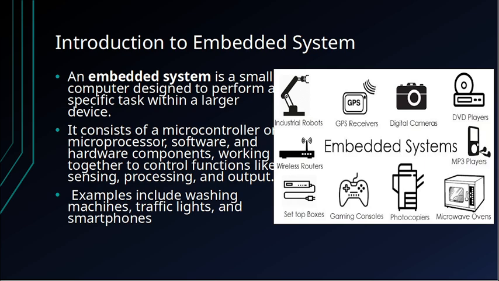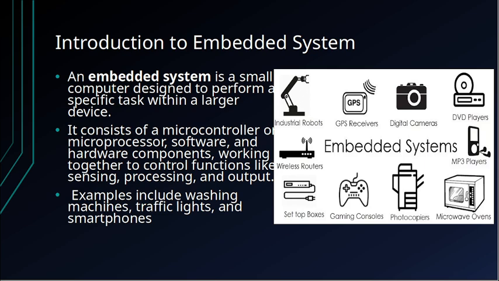An embedded system is a small computer designed to perform a specific task within a larger device. Like we can see many applications of embedded system in our daily life, like a simple washing machine or a projector. Everything will come under the embedded system domain. Industrial robots, GPS receivers, digital camera, MP3 player, all these are the examples for the embedded system.